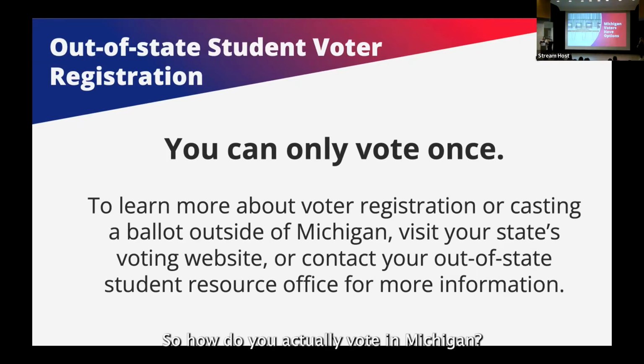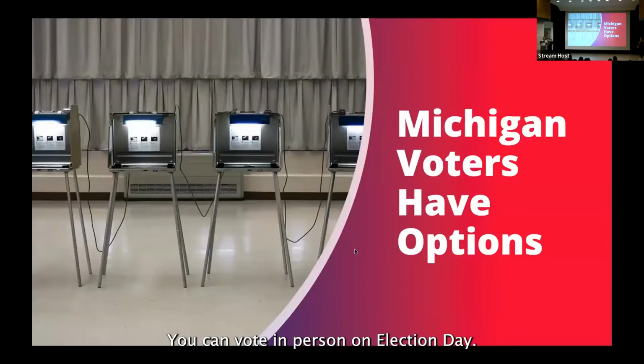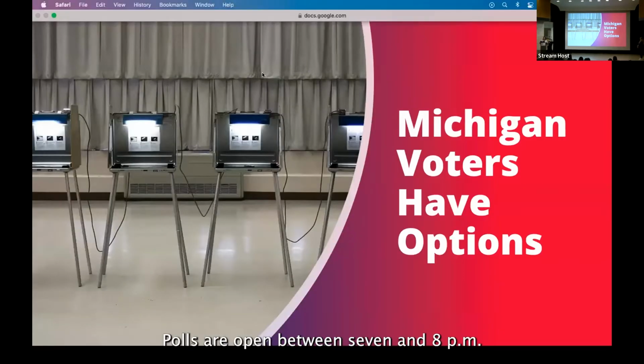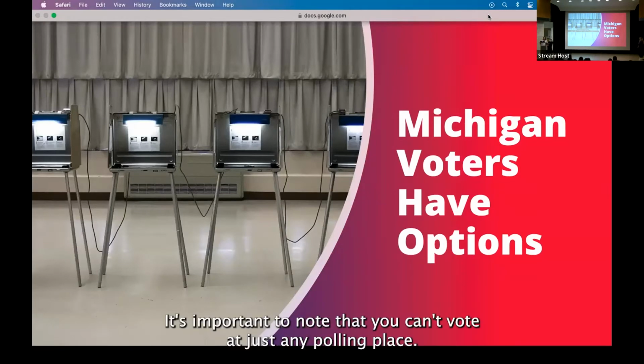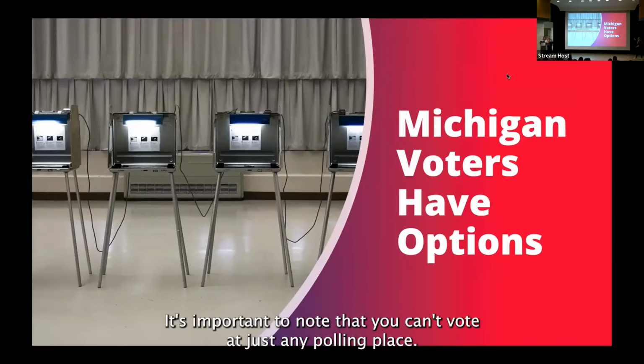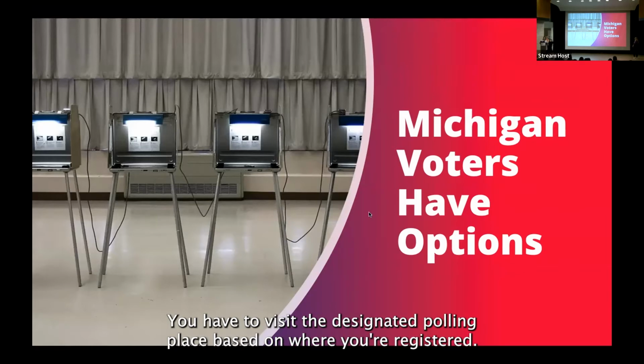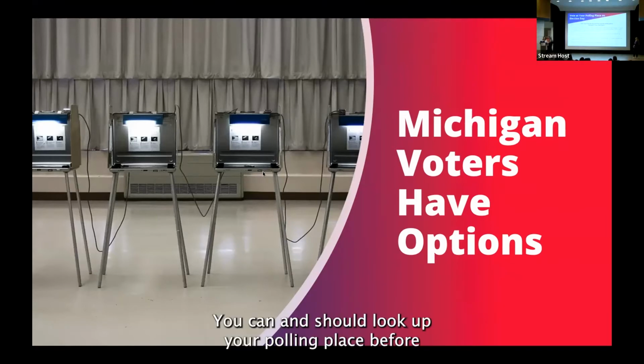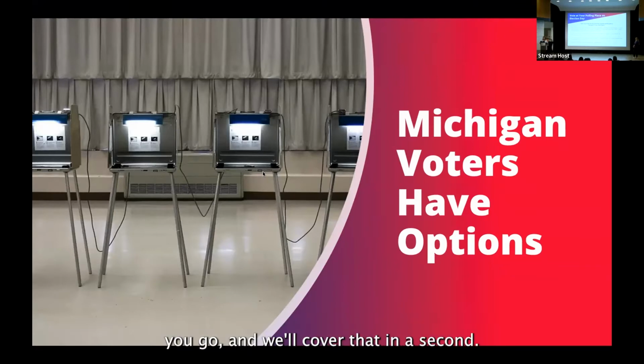So how do you actually vote in Michigan? Well, you have a couple options. You can vote in person on election day. Polls are open between 7 a.m. and 8 p.m. November 8th. It's important to note that you can't vote at just any polling place. You have to visit the designated polling place based on where you're registered. You can and should look up your polling place before you go, and we'll cover that in a second.